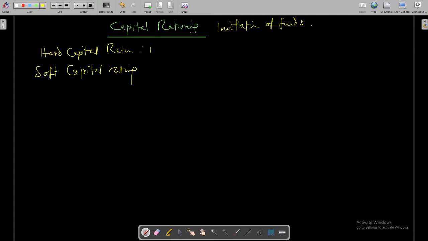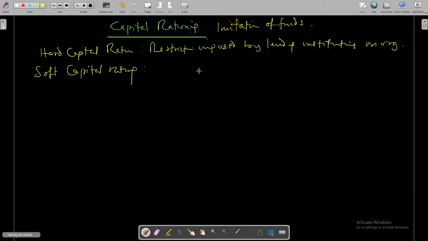Now, hard capital rationing is restrictions imposed by lending institutions on organizations. A lending institution can come out, as a result of many factors, on why they cannot lend to a particular company. Now, soft capital rationing is when the company imposes restrictions on its own self.